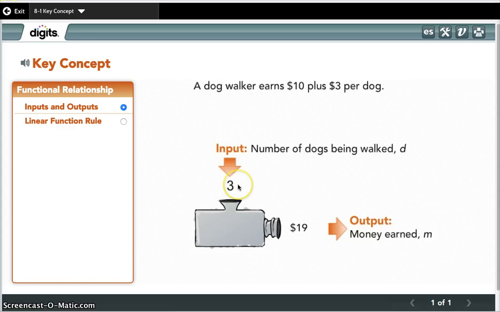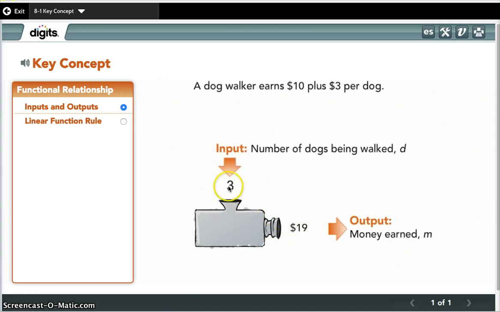So let's walk through how they got that. They're putting in 3. What do I mean by that? Well, that means that we're using this situation and we're saying, okay, a dog walker is earning $10 plus $3 per dog. If she's walking 3 dogs, we would do 3 times 3 is 9, and 10 plus 9 is 19. So we put in a number of dogs and we got out $19. That's because she's going to make $19 for this walk.